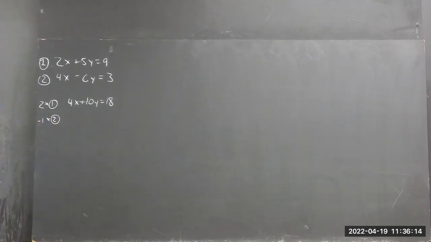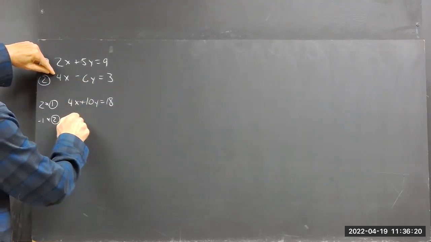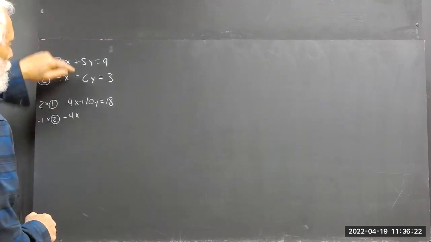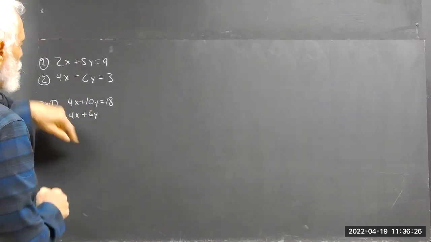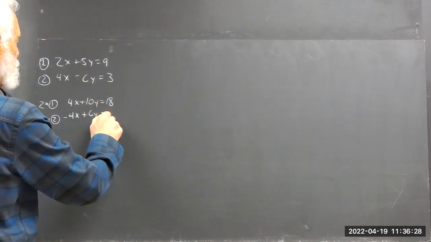Then the second equation, we're going to multiply by -1. So multiply every term by -1. -1 times 4x is -4x. -1 times -6y is plus 6y. And -1 times 3 is -3.